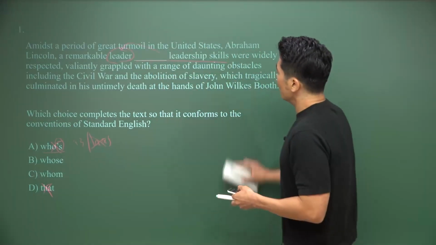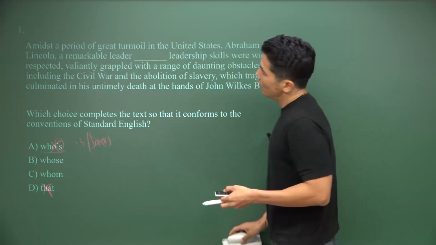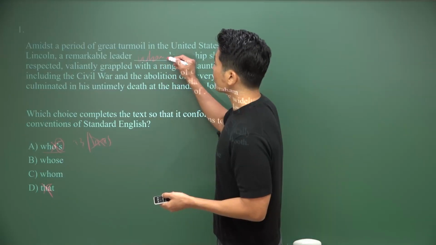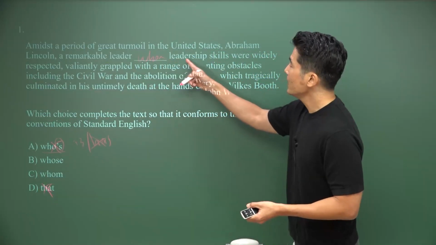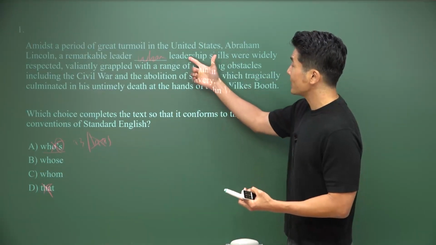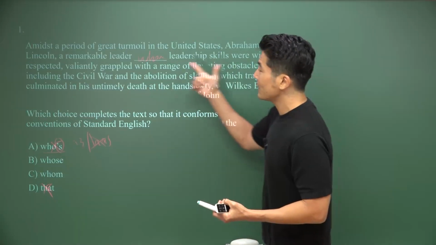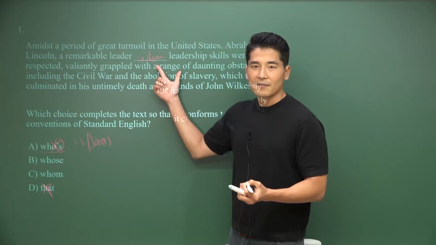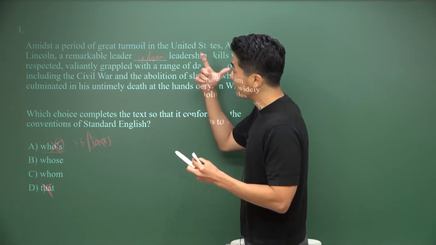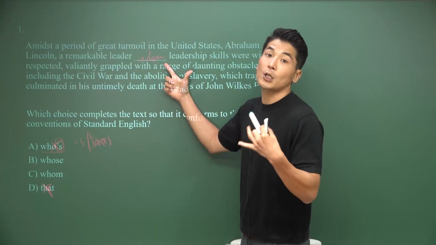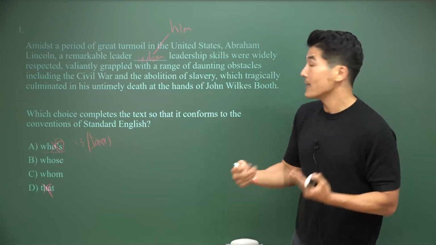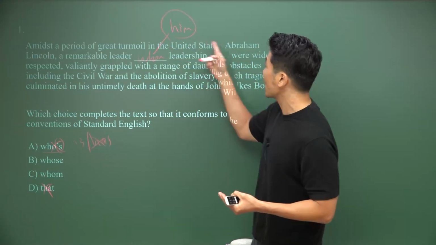Next, you guys, the "whom" here just makes no sense. When you say "a remarkable leader whom leadership skills were widely respected," that makes no sense whatsoever. Remember the trick I taught you to check whether "whom" is used correctly: replace it with the object pronouns like "him" or "them." In this case, "him" probably makes more sense because you're talking about one person.